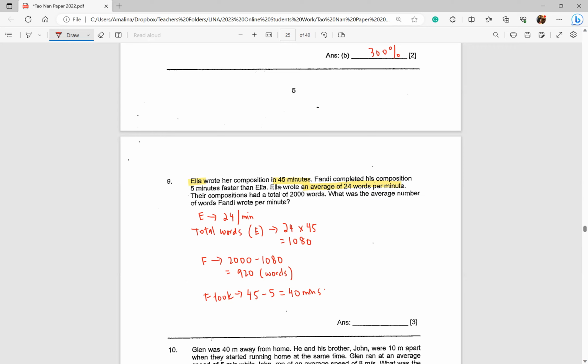Okay, so how do you find the average number of words that Fandi wrote per minute? So I will now want to find my average. I take my 920 words. I divide by 40 minutes. So I will get my 23. Okay, so Fandi wrote 23 words per minute.